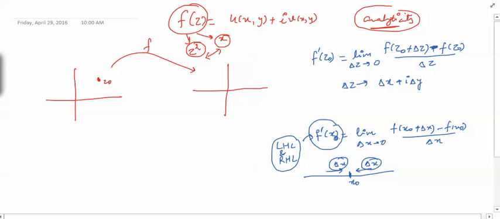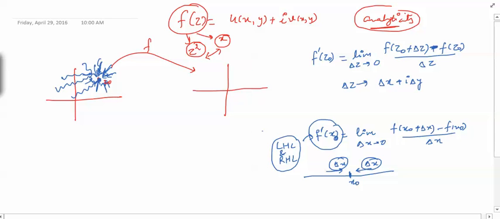And of course finite. But in this case, there are infinite number of ways to reach z0. I can come to z0 along straight lines from any side, I can come to z0 along a parabola or hyperbola or any arbitrary curve. So there are infinite number of ways to approach this z0. So that is a major difference.